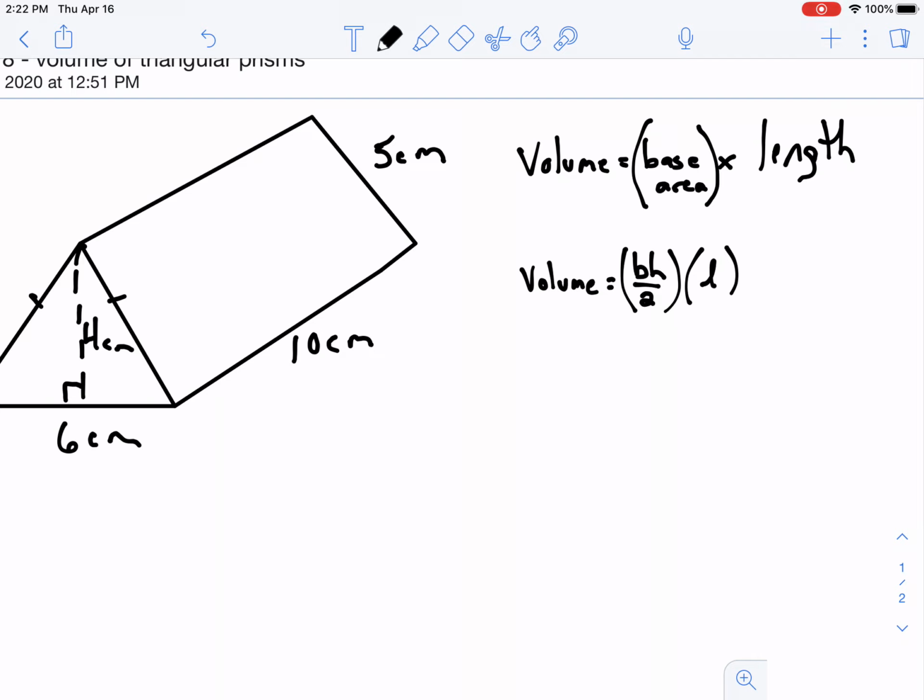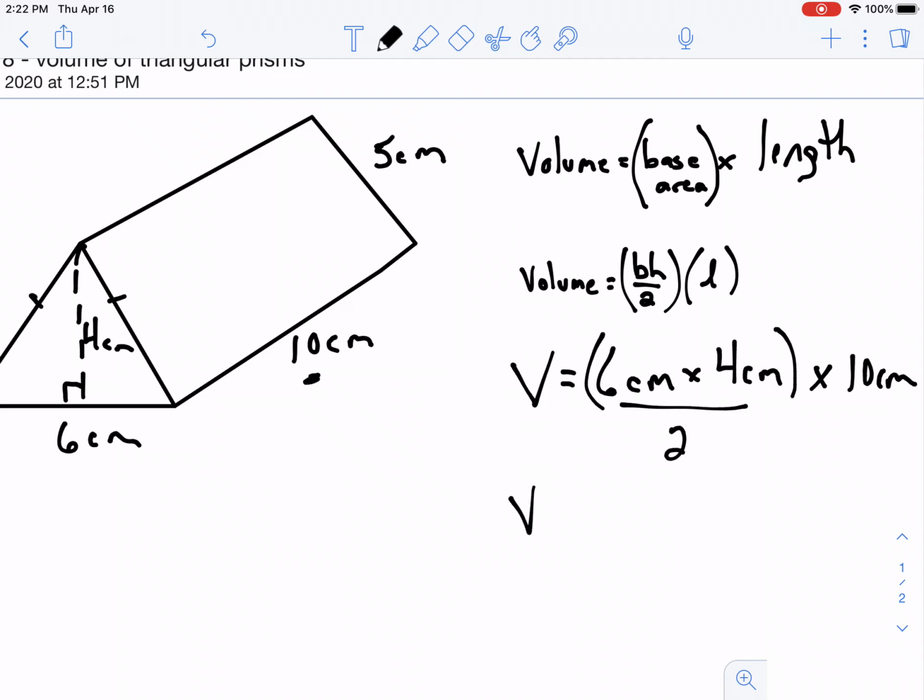So I'm looking for my volume, which is V in this case. My base, based on the triangle, is 6 centimeters. And I'm multiplying that by my height, which is 4 centimeters. And I'm taking all of that and dividing it by 2 because that's how I find the area of that front piece. I'm then going to take that answer and multiply it by my length. And in this case, my length is 10.